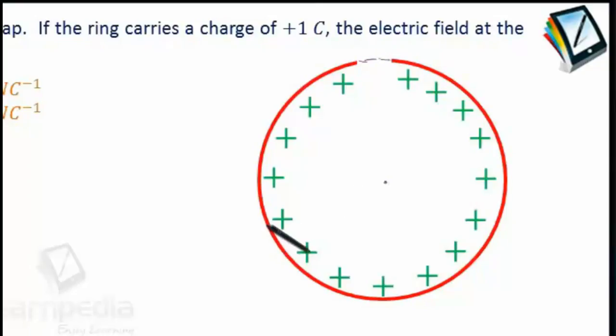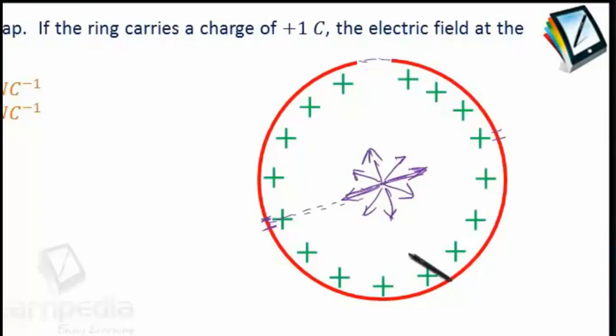Let us consider a small segment of charge somewhere on the circumference. Then the electric field due to this segment will be, we are just assuming positive charge, so away from the positive charge, like that. And the segment diametrically opposite to it will create a similar field in the opposite direction to cancel it. In the same way, for other locations, the field will be cancelled by diametrically opposite segments. So the net field for the complete ring at the center has to be 0.